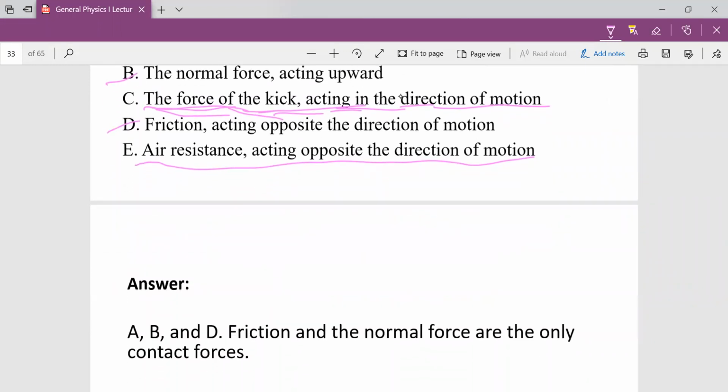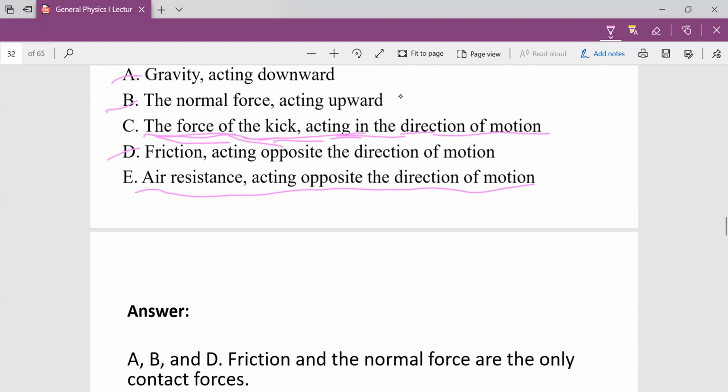Then we'll have air resistance acting opposite the direction of motion. So if the rock is rolling, are we saying that it's not coming in contact with a form of air resistance? Because every motion kind of comes in contact with air resistance. That is what will be confusing about option E. But look at it, it said air resistance acting opposite the direction of motion. Yes, drag always acts opposite in direction of motion.